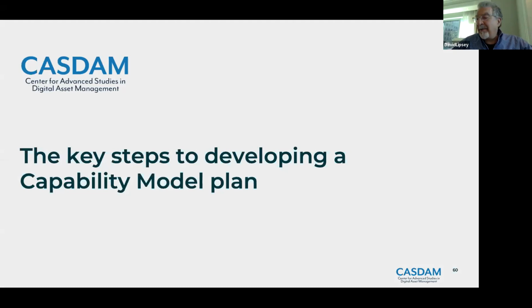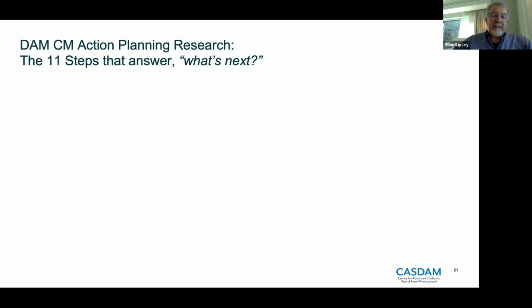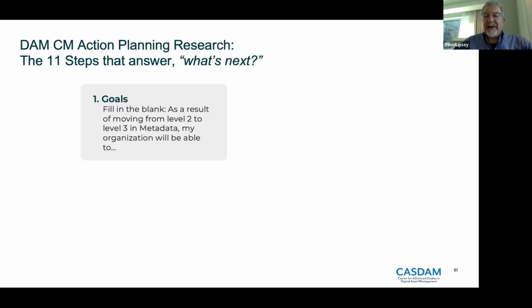So when we use a capability model, and I'm going to encourage everybody, get your questions ready and get those posted because we're going to be turning to them shortly. There are 11 steps that answer the question, what's next? First is, as a result of moving from level 2 to level 3 in, for example, metadata, my organization will be able to. So what do we do first when we start to actually use the capability model after we've done the mapping? We articulate a goal. And then what do we do? We look at who are the people who are impacted by this desired growth.